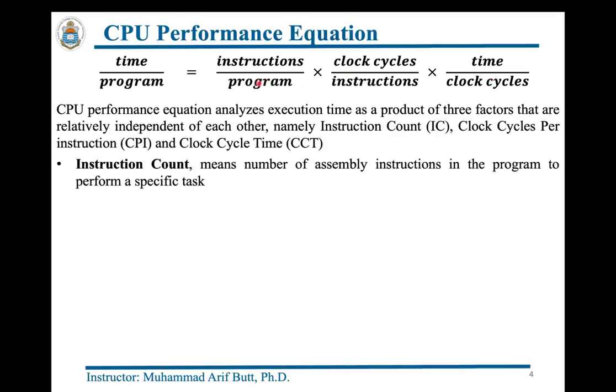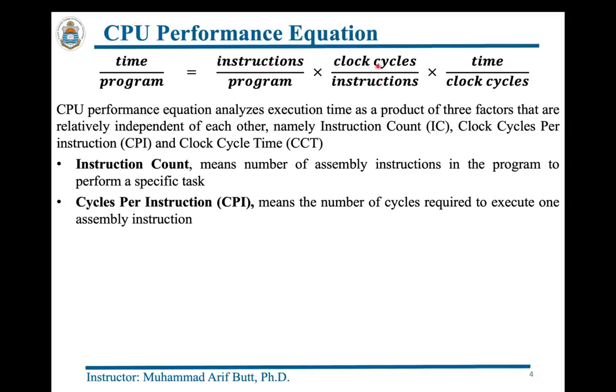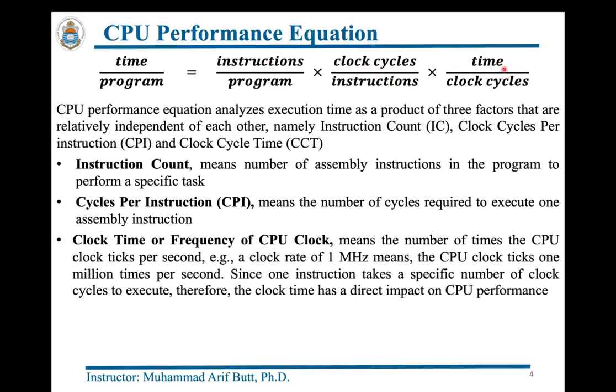Well, the instruction count means the number of assembly instructions in the program to perform a specific task. And the CPI means the number of cycles required to execute one assembly instruction. And the clock rate means the number of times the CPU clock ticks per second. For example, a clock rate of 1 megahertz means the CPU clock ticks 1 million times per second. And since one instruction takes a specific number of clock cycles to execute, therefore the clock time has a direct impact on CPU performance.